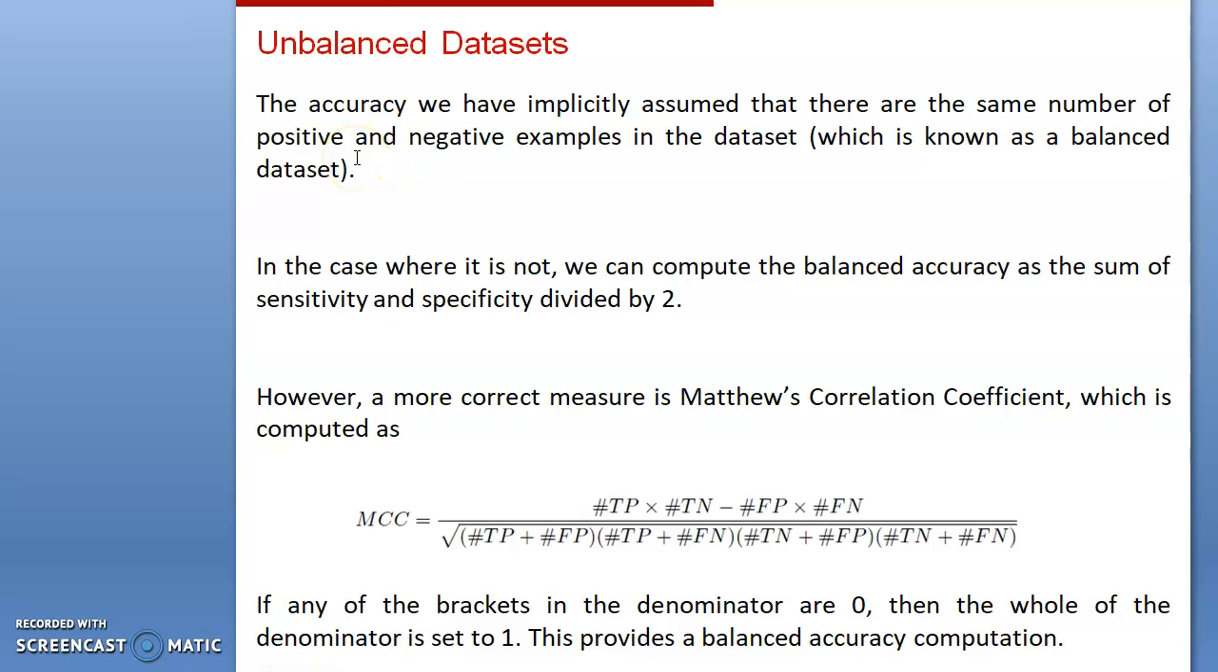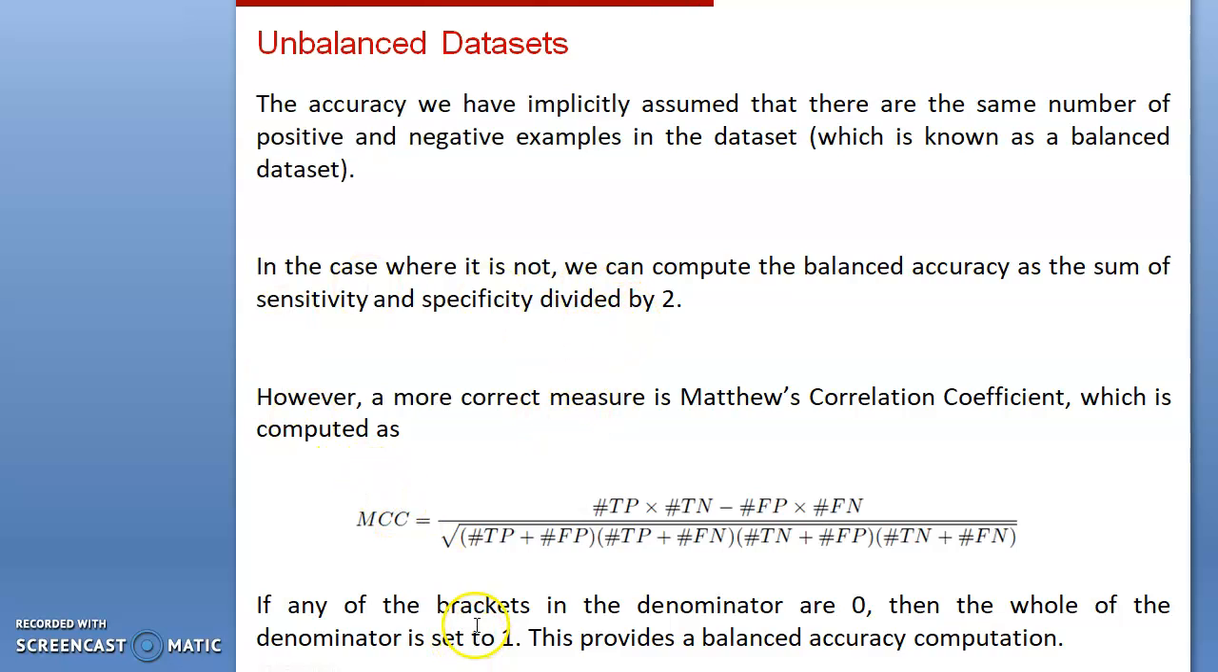The accuracy we have implicitly assumed that there are the same number of positive and negative examples in the data, which is known as a balanced data set. In the case where it is not, that means the number of positives and negatives are not equal, we can compute the balanced accuracy as the sum of sensitivity and specificity divided by 2. However, a more correct measure is Matthew's correlation coefficient. Instead of calculating sensitivity and specificity divided by 2, we calculate one coefficient called Matthew's correlation coefficient. By using this, we handle the unbalanced data set.